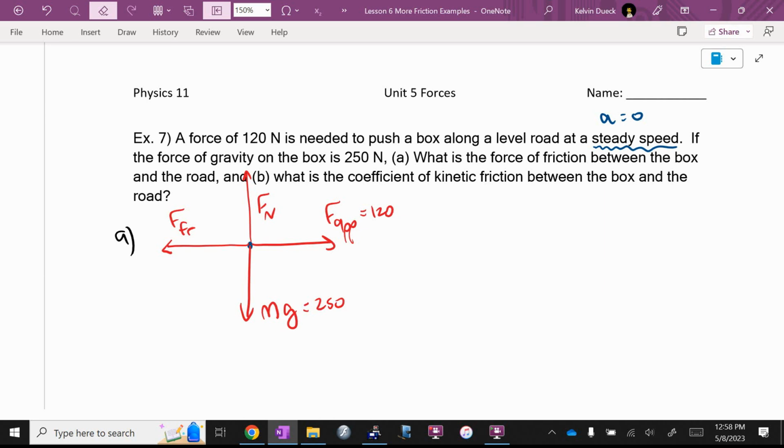Now, to get you to see that little chain of reasoning has taken a while. And I hope you're going, oh yeah, that makes sense. So there will be a time once in a while where they'll ask you for friction. You can't find it from the equation. You can figure it out from the free body diagram. So friction equals F app. That's a terrible app, Mr. Dueck. Is 120 newtons. Okay.